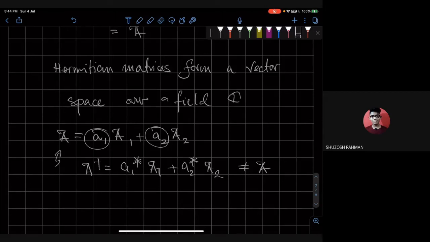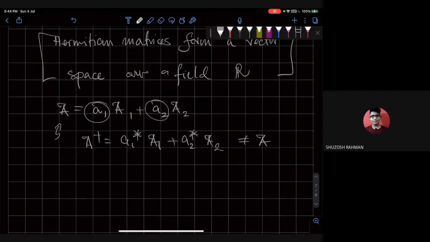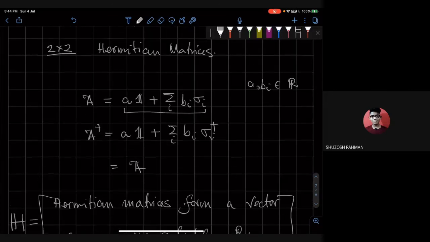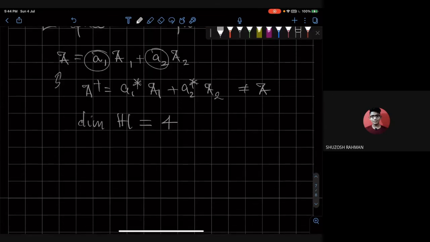What should the field be then? Real. Exactly. So this is a vector space. Let's call this H. The dimension of H is going to be 4. Where the bases are, essentially, what are the bases? The basis is just 1 and sigma 1, sigma 2, and sigma 3. These are the basis vectors.